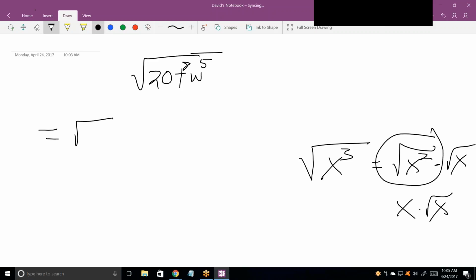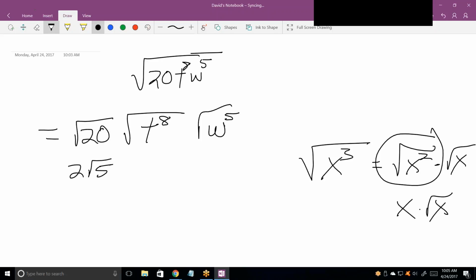So we'll start with the square root of 20, and then we'll worry about simplifying that a little bit later. Okay. What's the square root of t to the 8th? T to the 4th. Okay. So here's our problem. In other words, I've immediately separated into the square root of each of these things. Now, this is 4 times 5, so that's 2 root 5. You correctly said that was t to the 4th. What's the square root of w to the 5th? W to the 2nd times the square root of w.